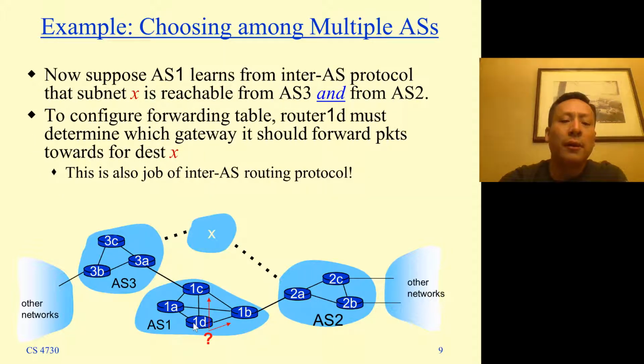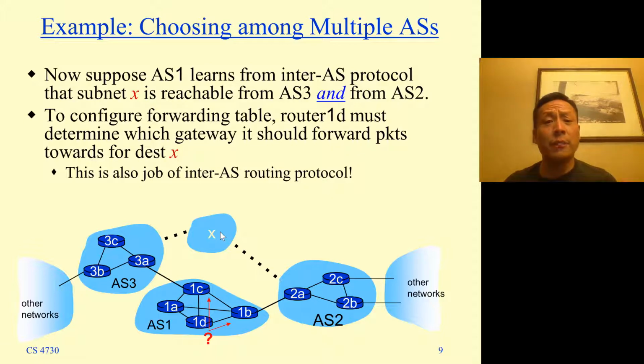But there's an issue in reality. If, for example, this subnet X can be reached from both AS3 and AS2, the interdomain routing protocol will tell AS1 both pieces of information. So AS1 now knows that for this destination, both paths will work. Then what to do? You have to make a decision, right?